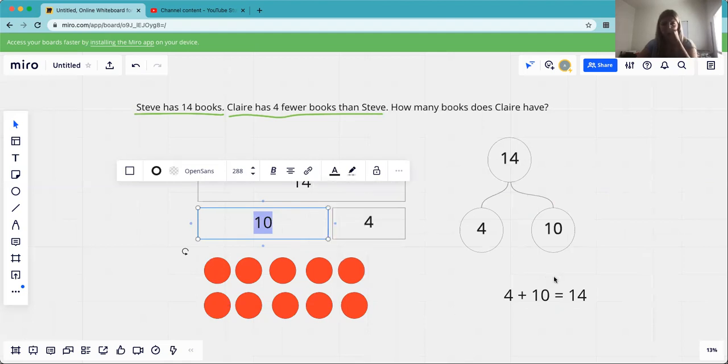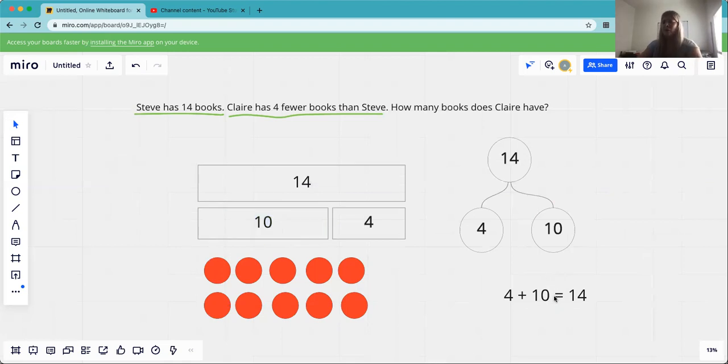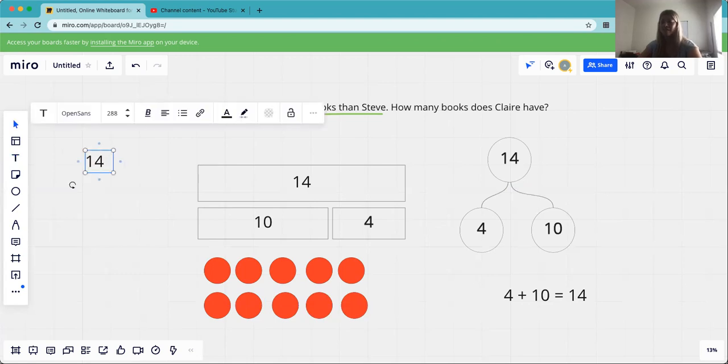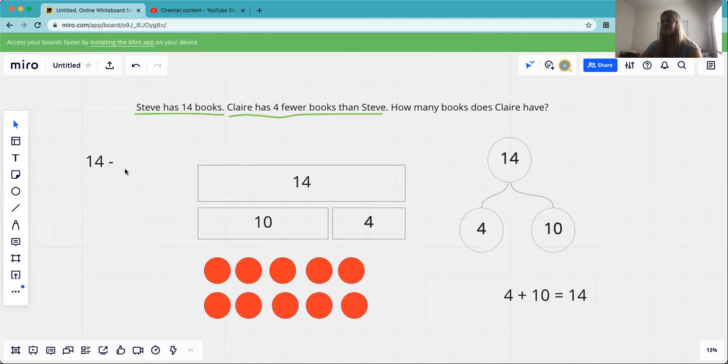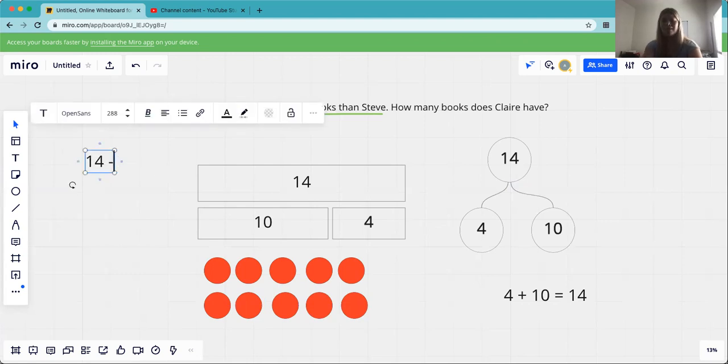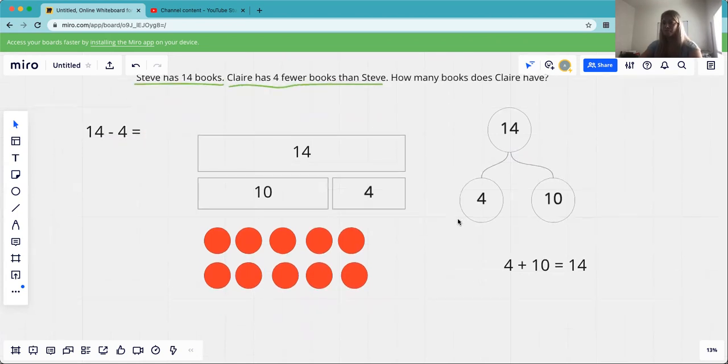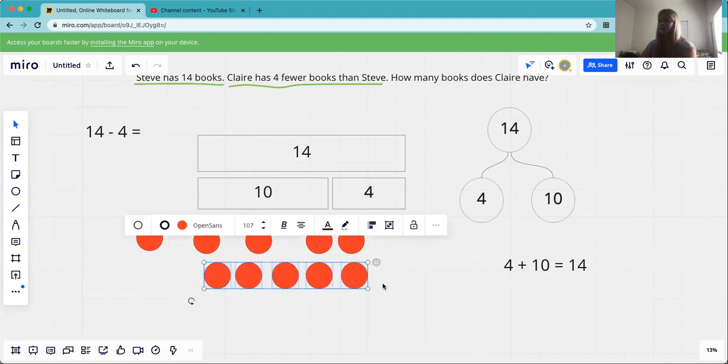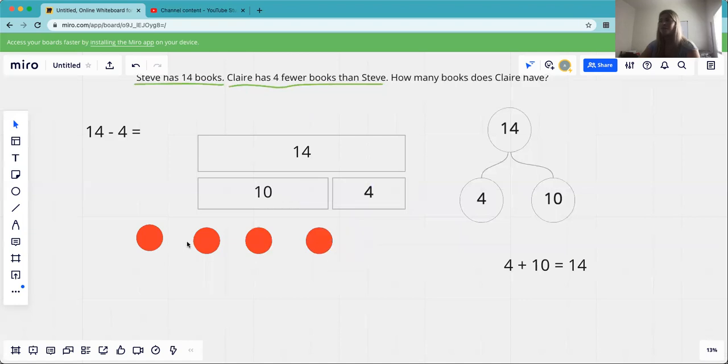Now I want to use subtraction instead and check my work. I know that Steve has 14, and Claire has 4 fewer. So I'm going to take 14 minus 4 and figure out my answer. I can count backwards, starting at 14. I can use 4 of these to count backwards, so I'm going to have 4 of these and count backwards.